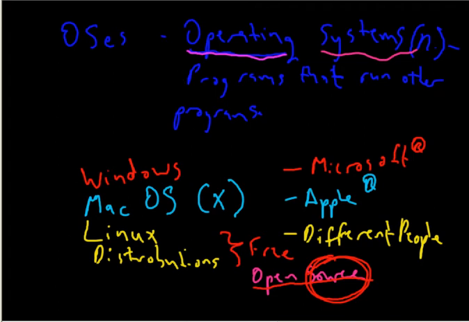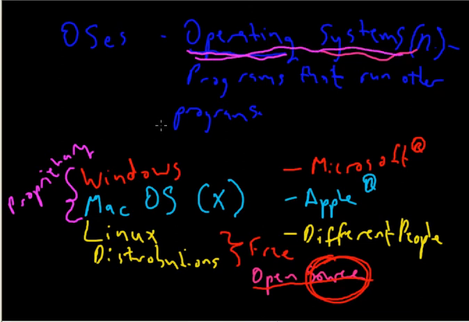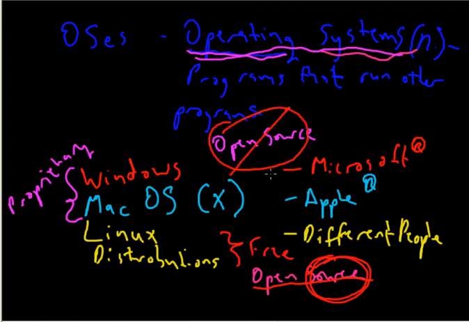And so then Windows and Mac OS and Mac OS X are called proprietary operating systems, which are programs that run other programs. And that means they're not open source. So open source, let's take this red color, circle it, and then put a slash through it, which means they're not open source, which means these guys don't want you to know what's inside their operating systems.